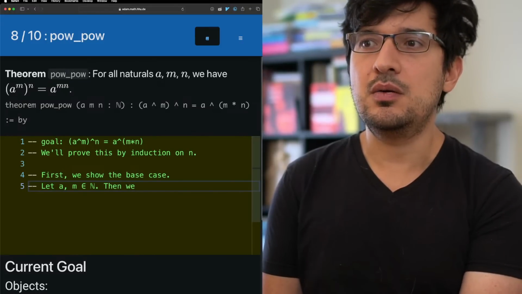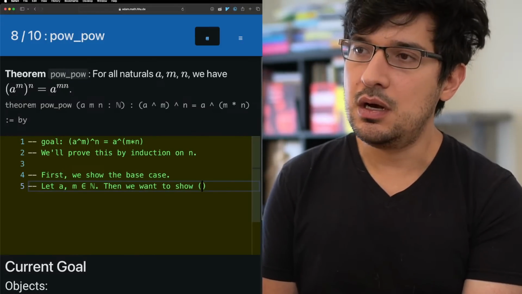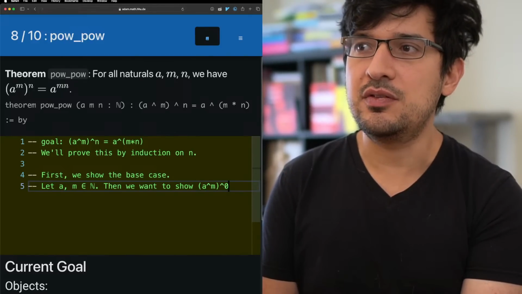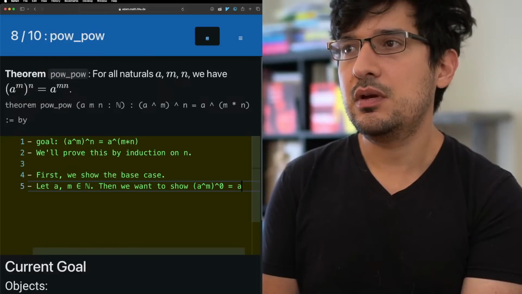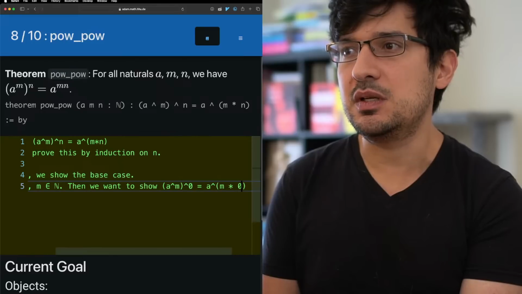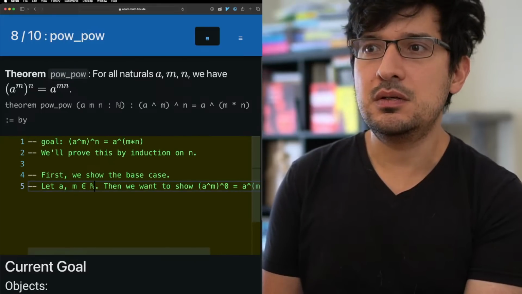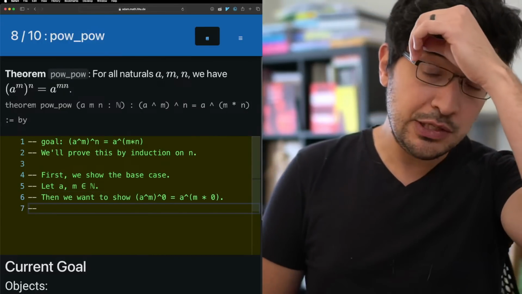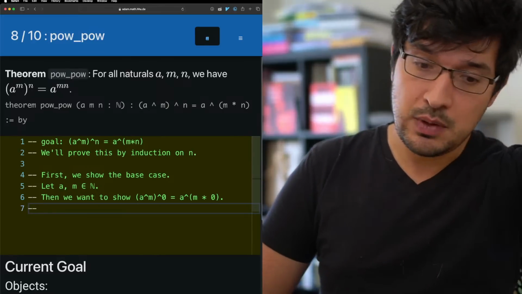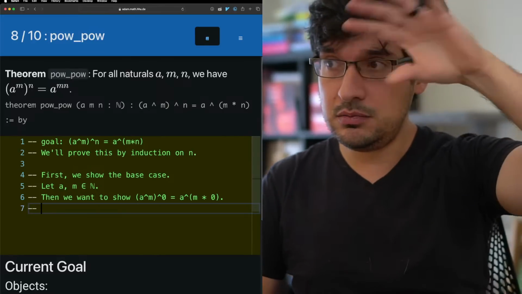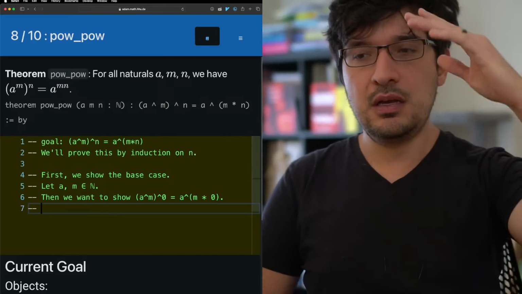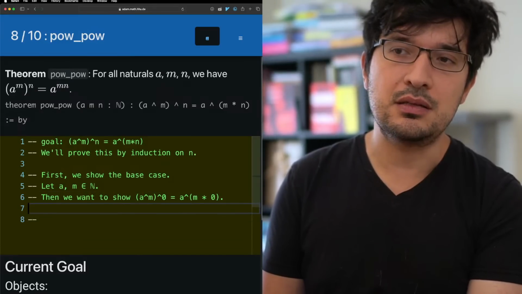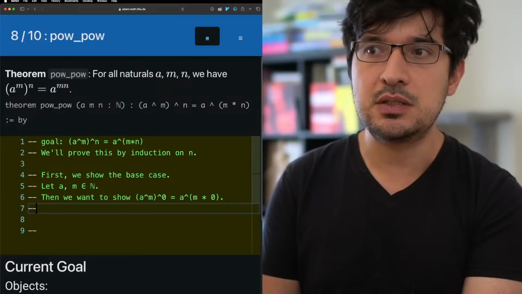Then we want to show a raised to the m raised to the 0 equals a raised to the m times 0. So I'm going to at least line split this per sentence, but in Intro to Proofs courses, you would write this as a paragraph. Just write it like a regular paragraph. To do paragraph breaks, I'll put an extra line in between these comment sections.